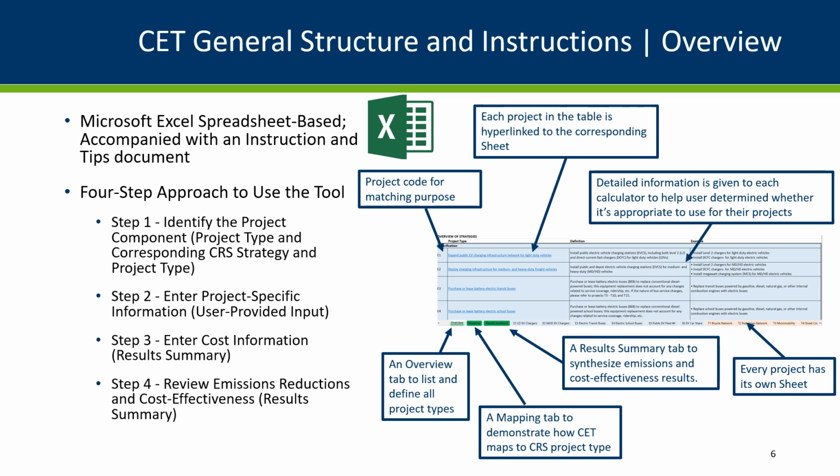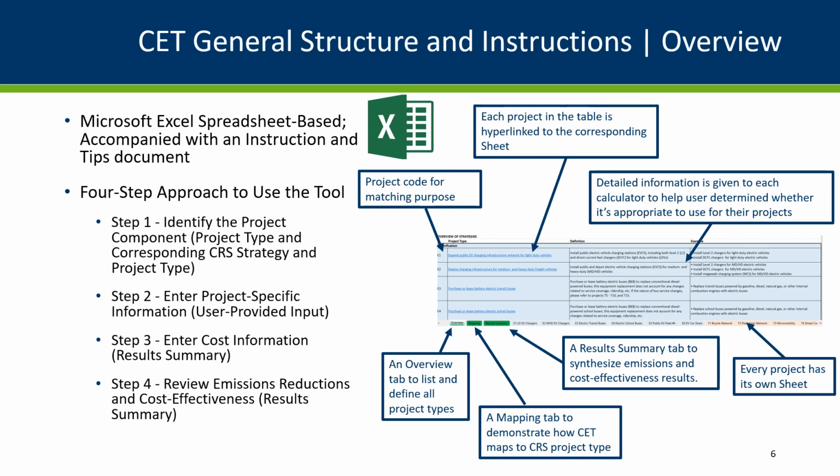To use the tool, we follow this four-step process. First, identify the project type. Then go to that project tab and enter the project-specific information as inputs. Then, go to the Results Summary tab and enter the project cost. And finally, review the emission reductions and cost effectiveness.